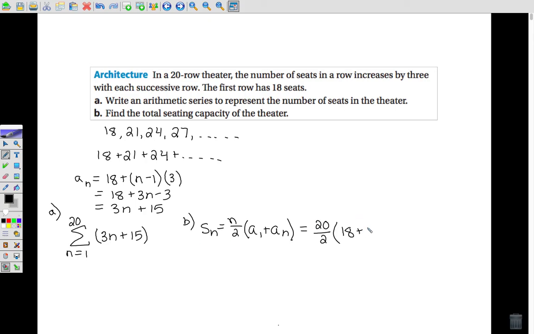The last term, we just have to find out if we plug 20 into this explicit formula, we would have 60 plus 15, 75. 10 times 93 gives us 930 seats. So again, you can use that formula when it is arithmetic. So now I want you to pause and try the 6 checkpoint questions that follow in the notes.